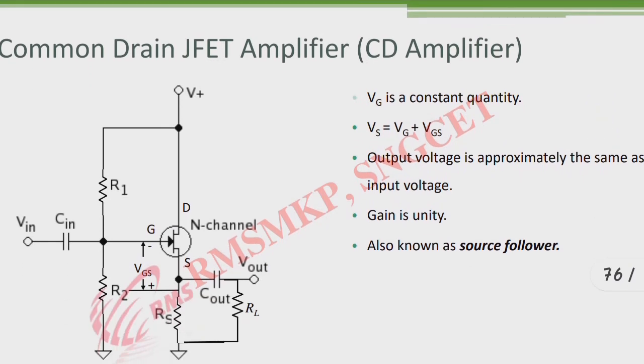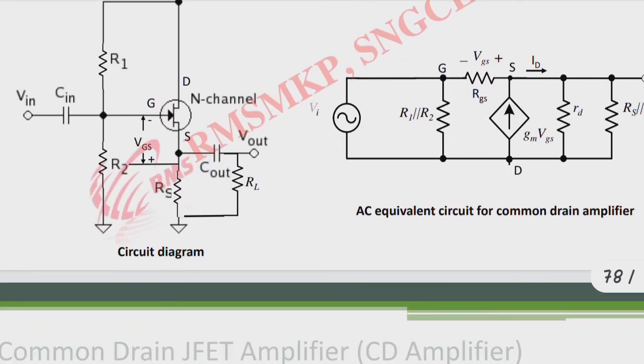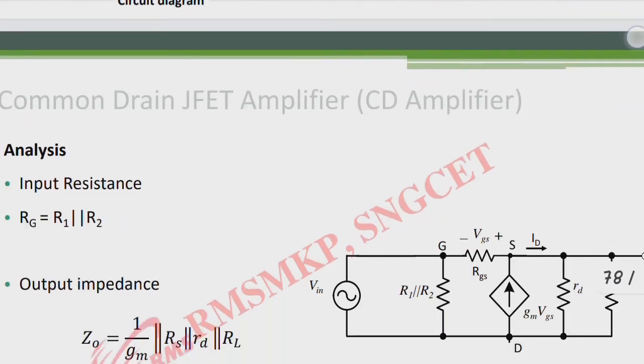Next is common drain amplifier, where Vg is a constant quantity. Vs is equal to Vg plus VGS. Output voltage is approximately the same as input voltage. Gain equal to 1. This CD amplifier is also known as source follower. This is the circuit diagram, and next is the AC equivalent circuit for common drain amplifier.